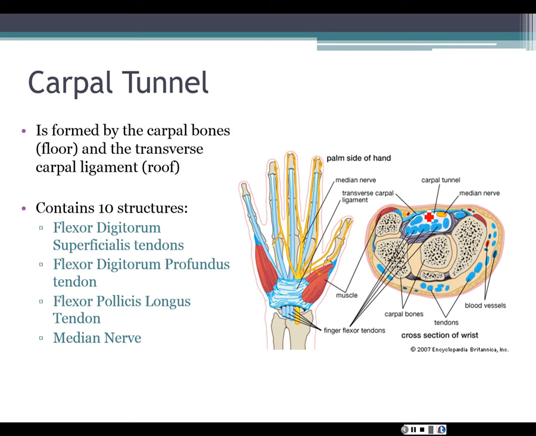So because this is a tunnel, it's going to have a floor, it's going to have walls, and it's going to have a roof. The floor and walls are going to be formed by the carpal bones, and then we have this transverse carpal ligament that actually forms the roof. So there is very little room in this area for any swelling to occur.